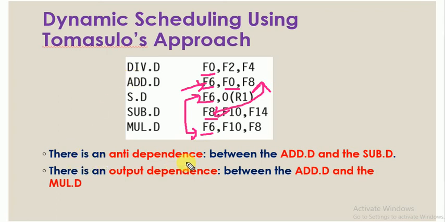So there is an anti-dependence between ADD.D and SUB.D, so this F8 and this F8. There is an output dependence between ADD.D and MUL.D on F6. Output dependence means both outputs are stored into the same register.